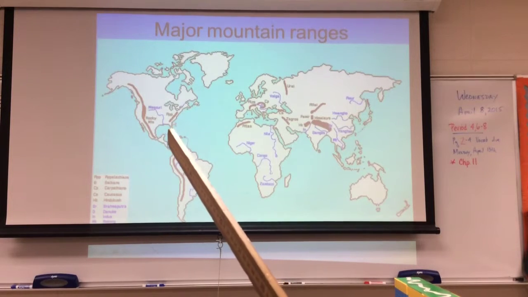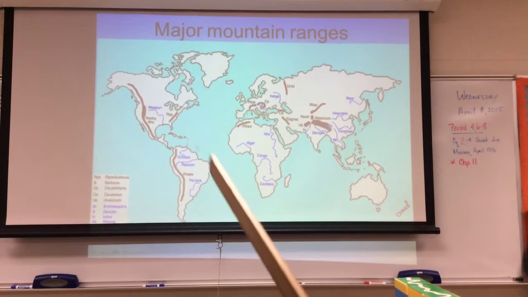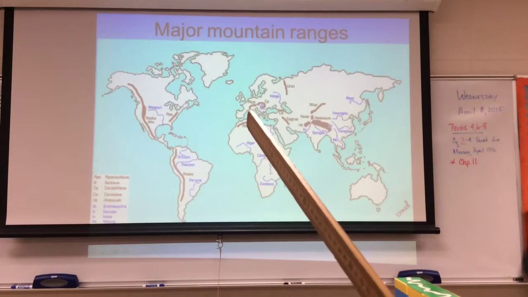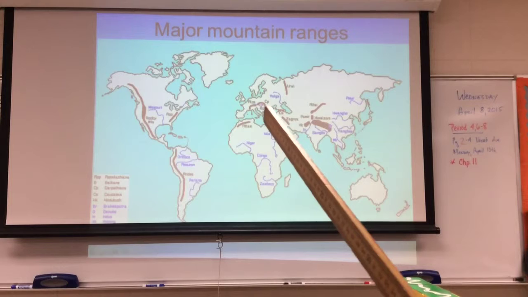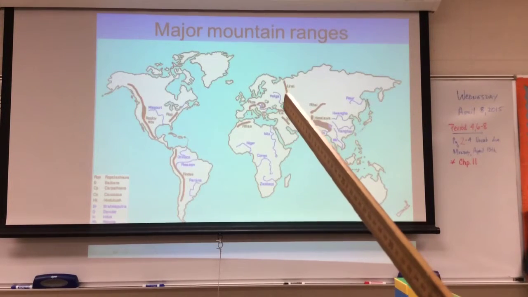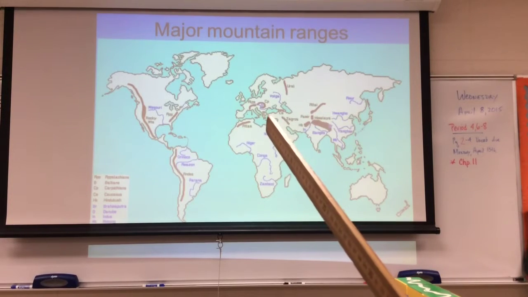Over here on the east coast, near a passive boundary, we have the Appalachian Mountains. Down here in South America, we have the Andes Mountains. Over here in Europe, we have the Alps. We just watched a video about these. In Europe, we also have the Ural Mountains. These are basically the big division between Asia and Europe.